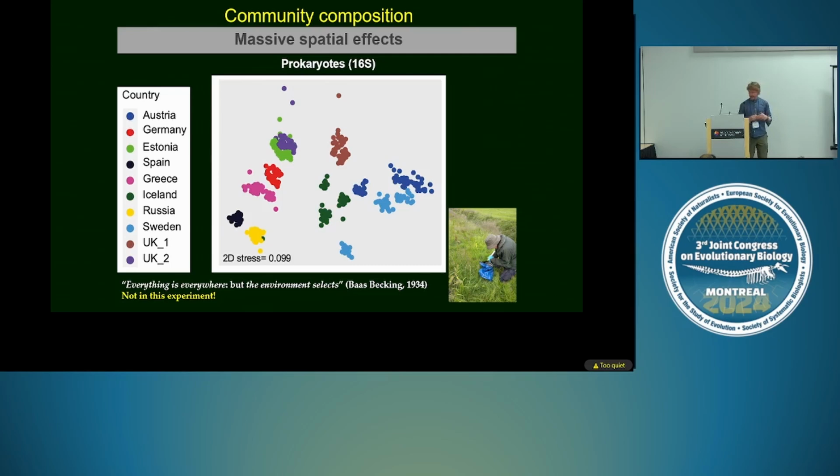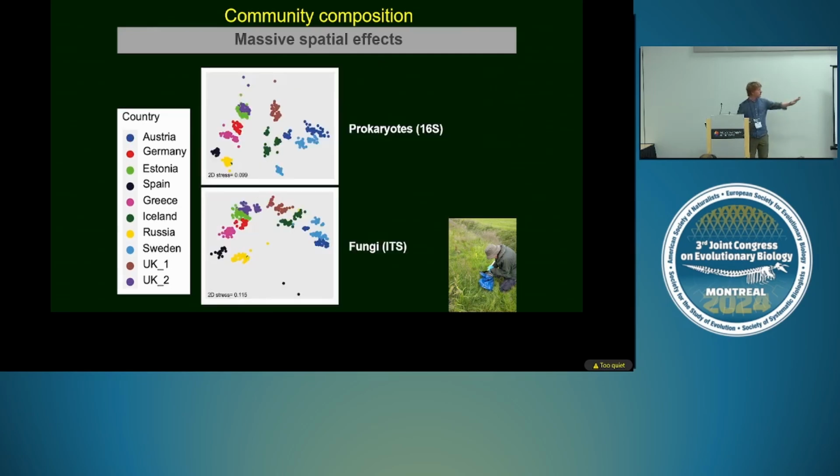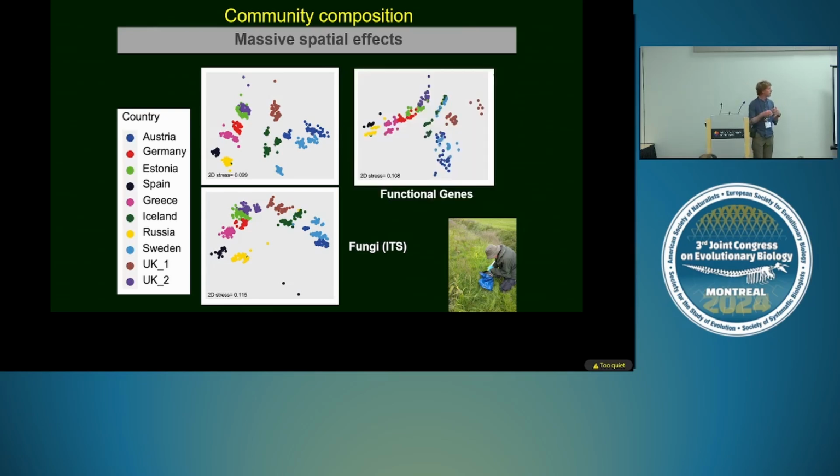So these continental scale spatial effects are strong, and that's true for the data I've just shown, but it's also true for the fungi, and actually for the genes that we have in there. So the colour is very highly differentiated among those community compositions.